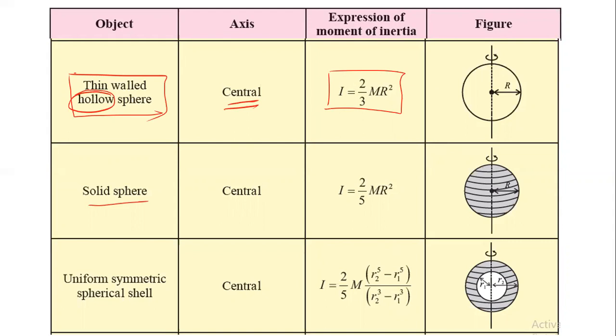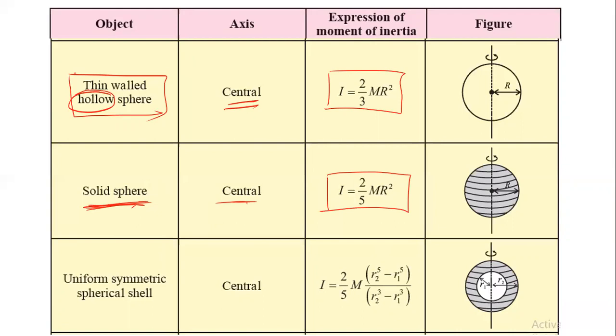Same sphere, but it's a solid sphere. It's a hollow, and now this one is the solid. And the same axis passing through center and along the diameter also. Moment of inertia is 2 by 5 mr square. M is the mass and r is the radius.